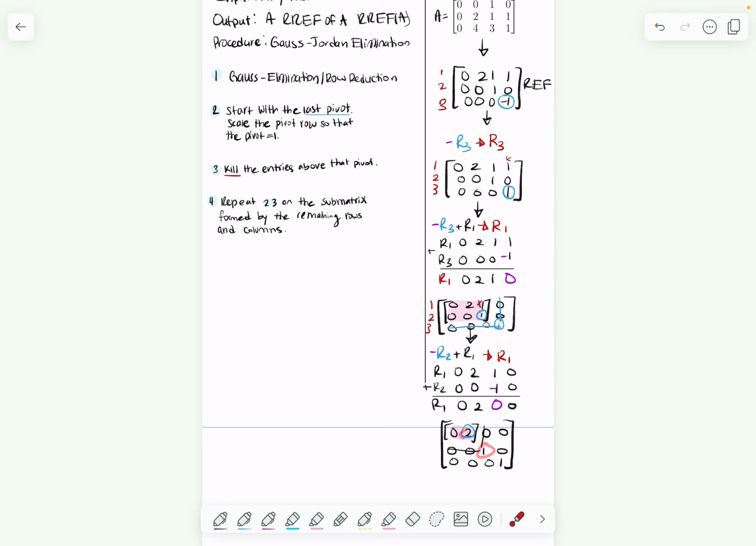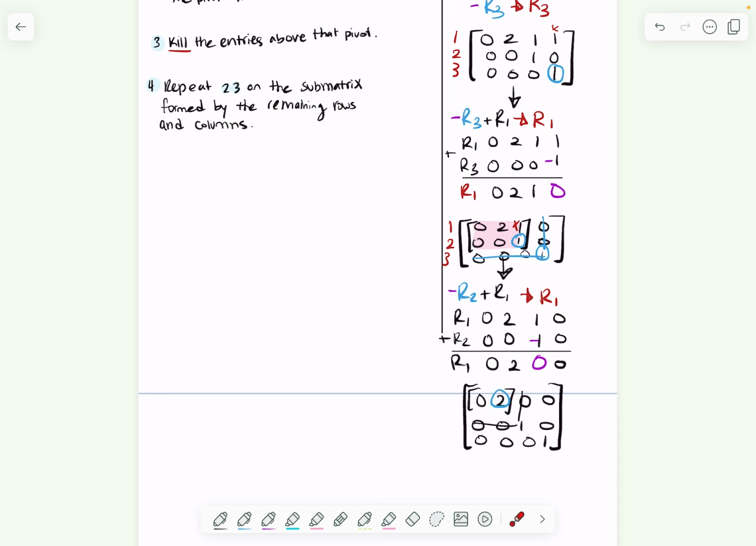So this one we didn't because it was already a 1. So what do we mean by scale the pivot row? Well, if we want to make this a 1, we ideally want to divide row 1 by 2 because then it would just be a 1. But because there's no really division in matrices, it's really multiplying by 1/2 because it's the same thing. So we're scaling that row, the pivot row, the row that contains the pivot, so that this becomes a 1.